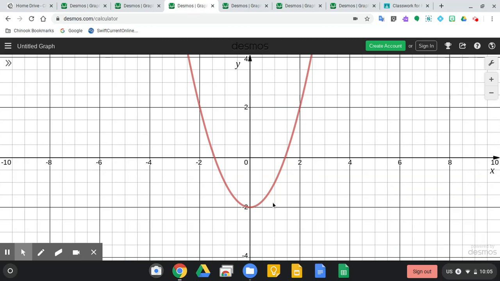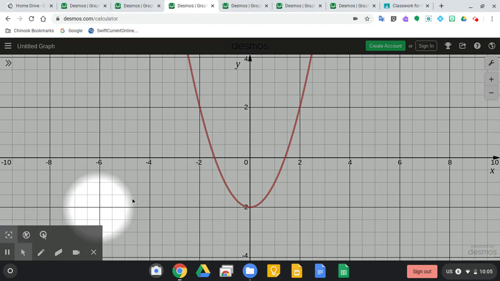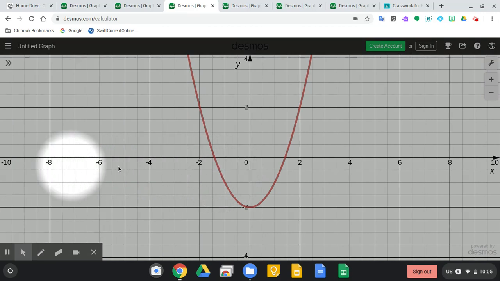And if I look at this first graph, if I wanted to talk about the domain, I would ask myself, does this graph go backwards forever? Does this graph go forwards forever? And the answer would be yes. This parabola is getting wider and wider as it moves upwards. So since it's getting wider and wider, that means it is moving backwards forever. It is moving forwards forever. So our domain would be all real numbers.